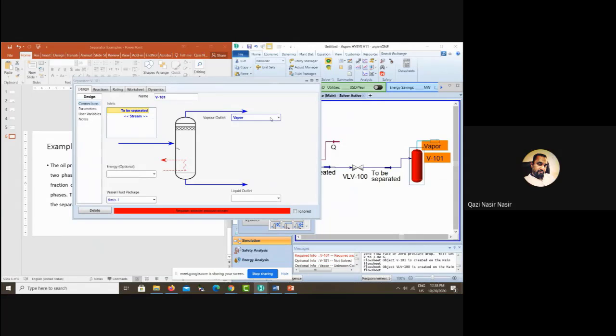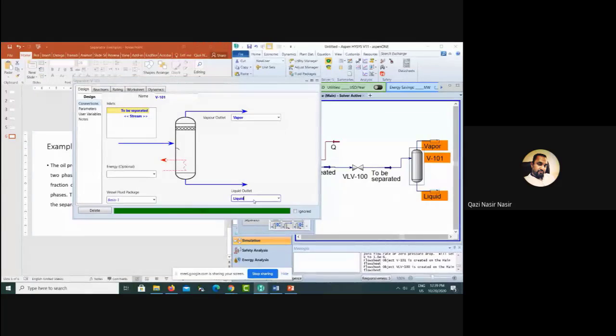Before I add the liquid stream, just to remind you, whenever you are using names in the simulation, please make sure you don't use the same name again. Change the names. For example, here I wrote to be separated. I cannot write to be separated here, because this will connect this to this one. So make sure you use different names whenever you add a different process. For liquid, we can call it liquid.